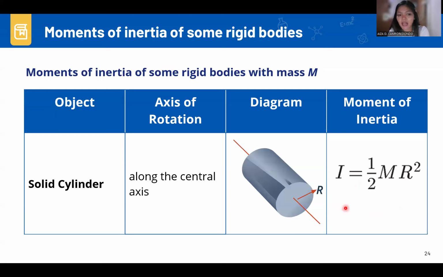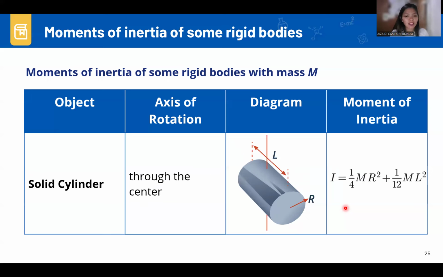So in this case, for a solid cylinder with an axis of rotation along the central axis, we're going to use the moment of inertia is equal to 1/2 mass multiplied by the radius squared. For a solid cylinder with the axis of rotation through the center, we're going to use the formula moment of inertia is equal to 1/4 mass multiplied by radius squared plus 1/12 mass multiplied by length squared.